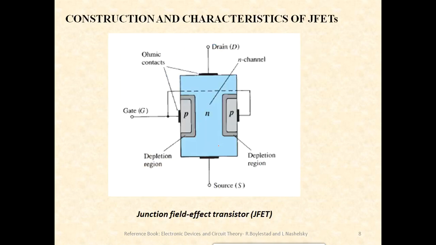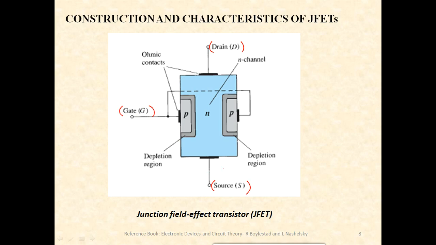Next, moving forward towards the construction and the characteristics of JFET. I'll highlight the terms which are present here, and then I'll be drawing the same diagram again and try to explain the characteristics and the construction in a simplistic way. So what does the structure of a JFET show? In this particular slide, it denotes the three terminals. The first one is gate, second one is drain, and the third one is source. So these three are the terminals.